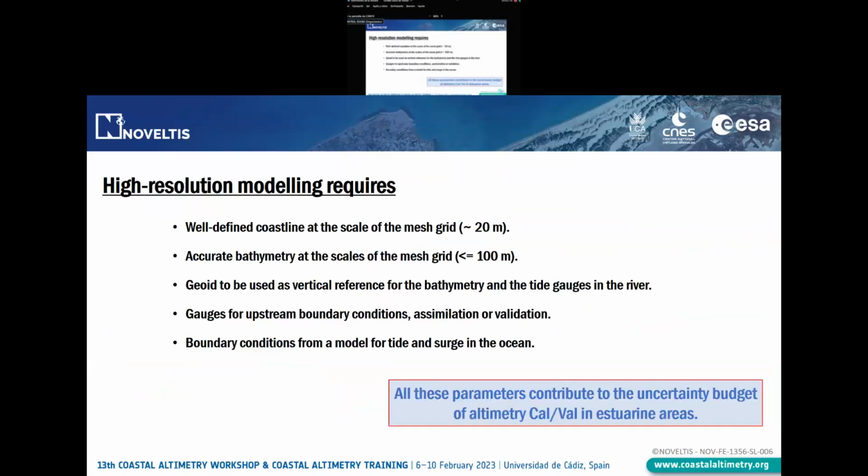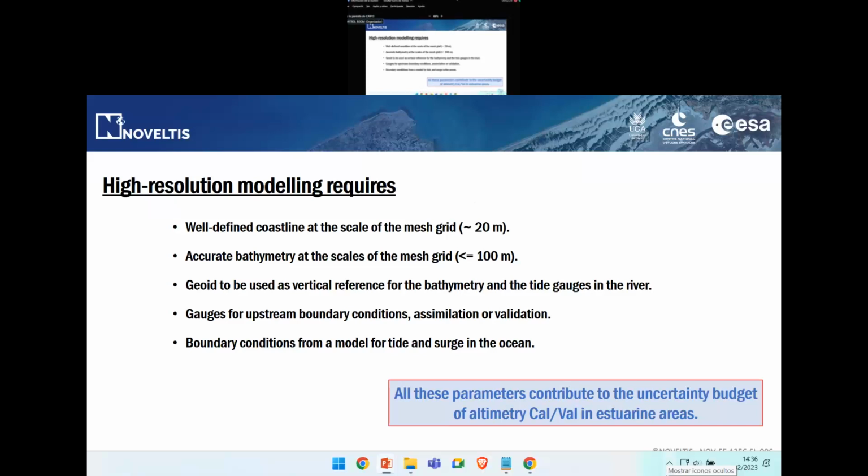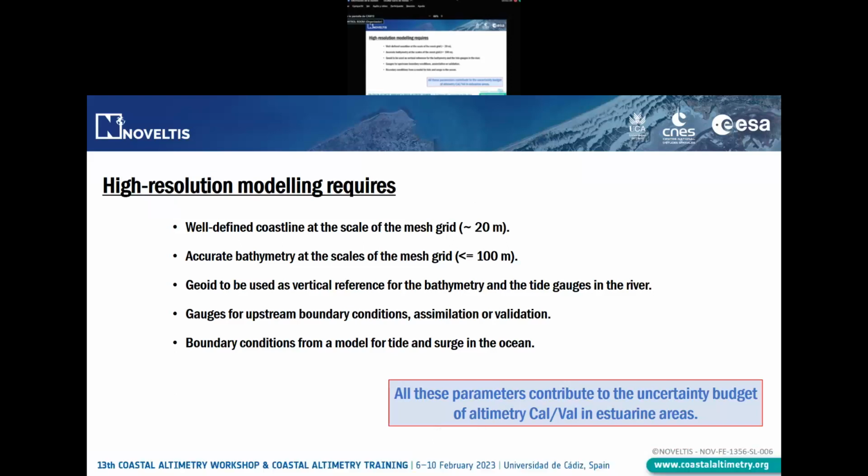The requirements of the high resolution regional models are a well-defined coastline, accurate bathymetry, and a geoid to be used as a vertical reference. Also, we need some tide gauge in situ data to be used as boundary condition, assimilation, and/or validation. Finally, we need to know the components of the tide and surge on the ocean side.